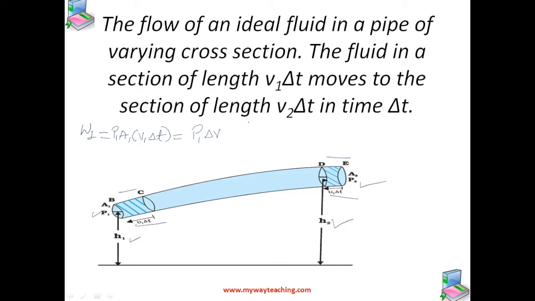And similarly, the work done by the fluid at the other end, that is D, we'll consider it as W2, which is given by P2 A2 V2 into delta T. So this one we can write as P2 into delta V, isn't it? So the work done on the fluid is minus P2 into delta V. So we can write the total work done on the fluid as W1 minus W2.